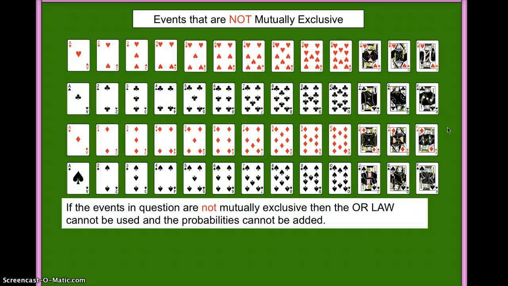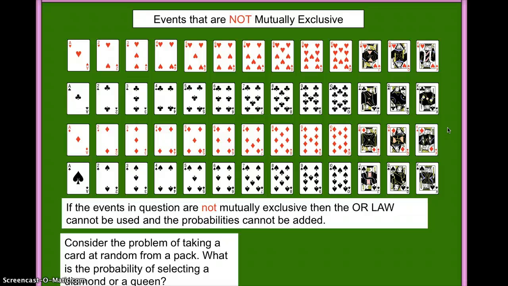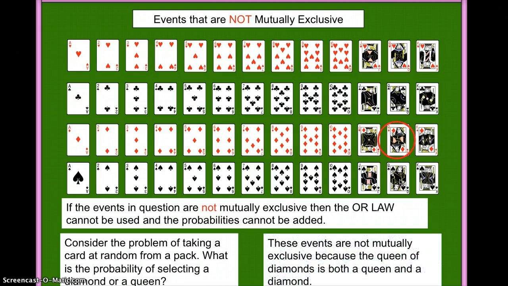So now let's talk about what is not mutually exclusive. Okay, given a deck of 52 cards, your "or" law question is: what is the probability of selecting a diamond or a queen? If you take a look at the deck of cards, the third row are your diamonds, and the queen is over here. As you can see, there is one card that shares both qualities. This card is both a queen and a diamond. Okay, so this is what you call not mutually exclusive.